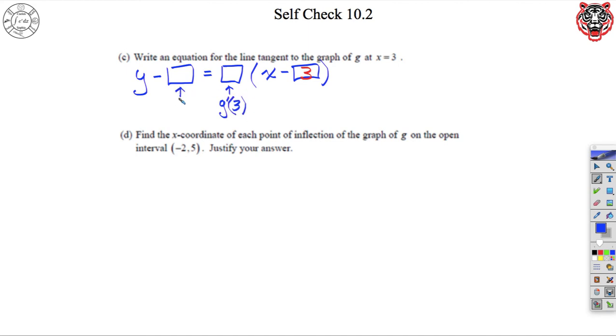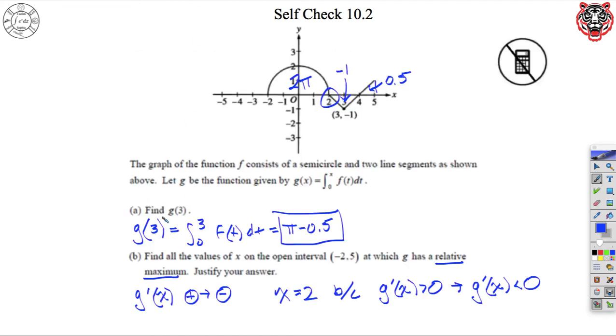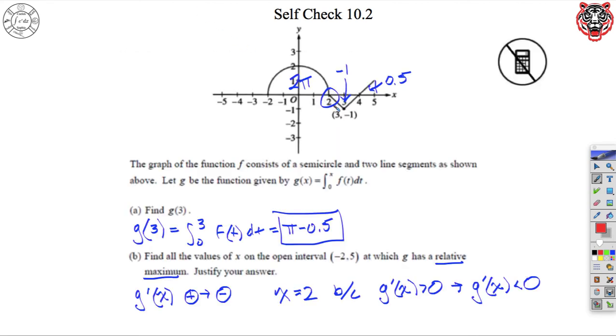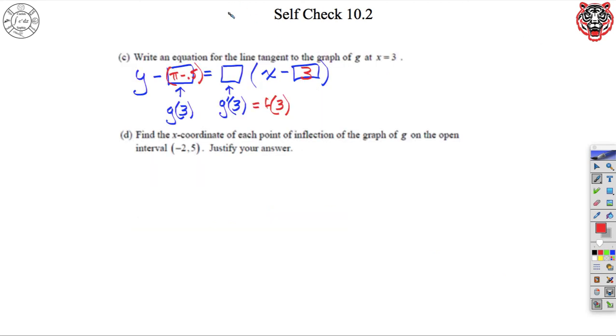And what goes in here? G of 3. Oh, look, we calculated G of 3 all the way back here. I love when that happens. So pi minus 0.5, so we can write that in here. This is going to be pi minus 0.5. And make sure you have parentheses, because if you don't have parentheses, I'm not giving you the point. Or if you distribute the negative. All right, and then G prime of 3. G prime is the same thing as F, so we're really saying, where is F of 3? Evaluate the height at 3. Height at 3 is -1. So -1, and you're done.